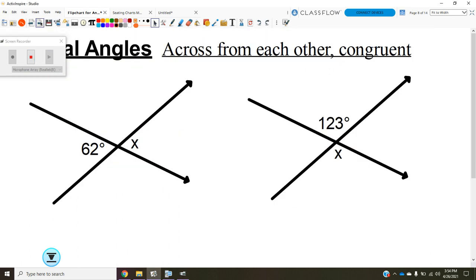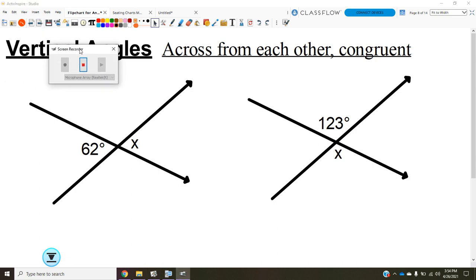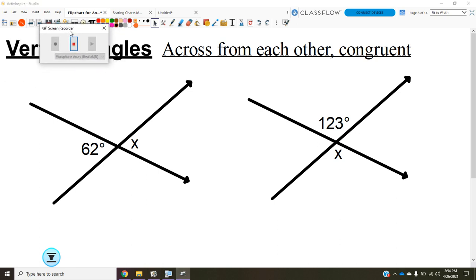Vertical angles are angles that are across from each other. They are congruent, which means they're equal to each other. Right here is the word congruent. And congruent means equal. So if I tell you that this angle on this side is 62 degrees, then the angle straight across from it is vertical, and it is also 62 degrees. There's no math to do. There's no calculator work to do. It's just the exact same number. Okay, you try. You tell me what this x is on this side.